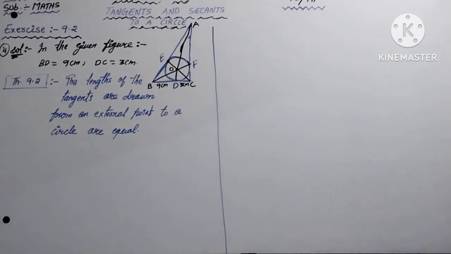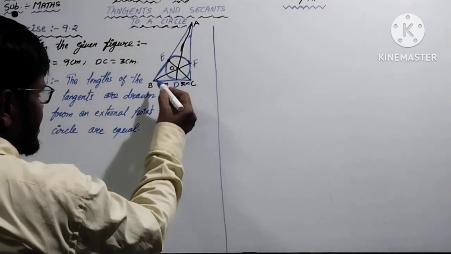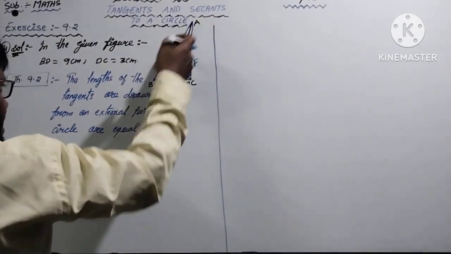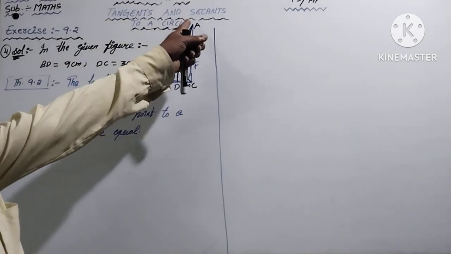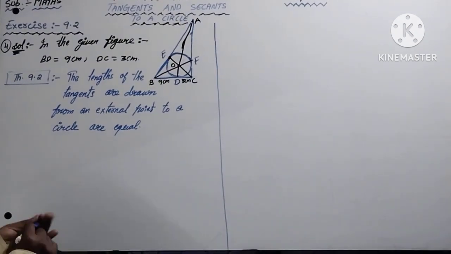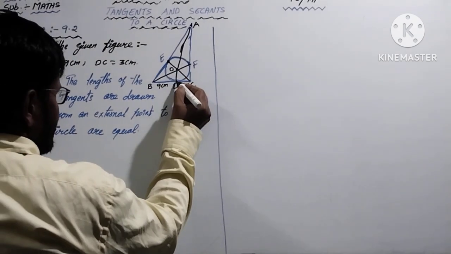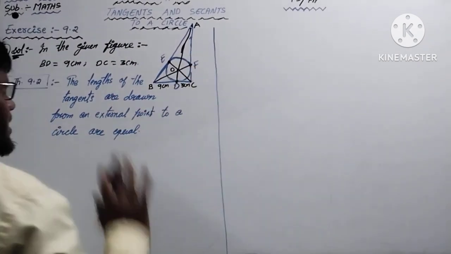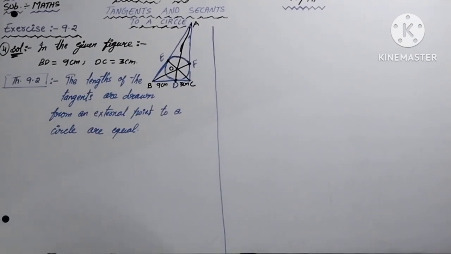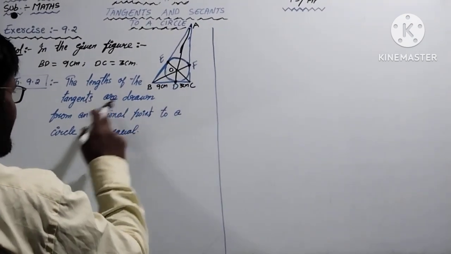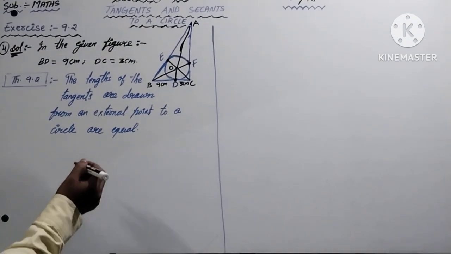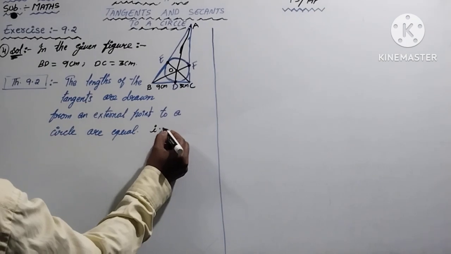The lengths of the tangents. What are the tangents here? BC is a tangent, AC is a tangent, AB is a tangent, because these lines touch the circle at only one point. So according to theorem 9.2, the lengths of the tangents drawn from an external point to a circle are equal.